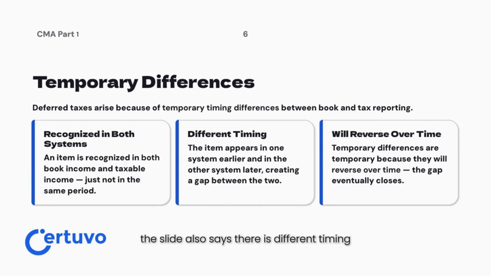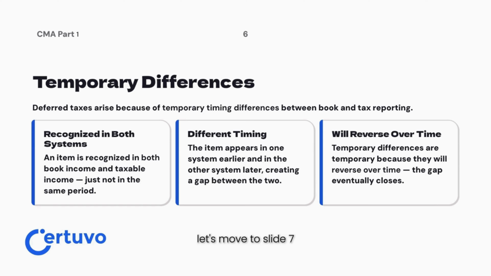The slide also says there is different timing. The item appears in one system earlier and in the other system later, creating a gap between the two. And finally, the slide says temporary differences will reverse over time. That reversal is what makes them temporary. So when you see an exam question, ask yourself, will this item eventually appear in both book income and taxable income? And will the timing difference close later? If yes, you are likely dealing with a temporary difference.